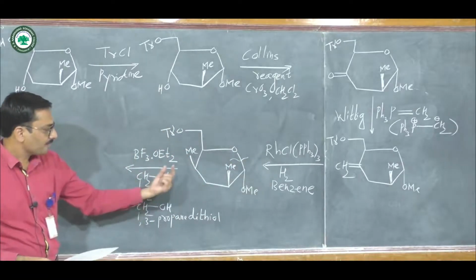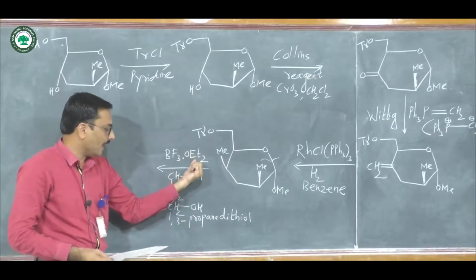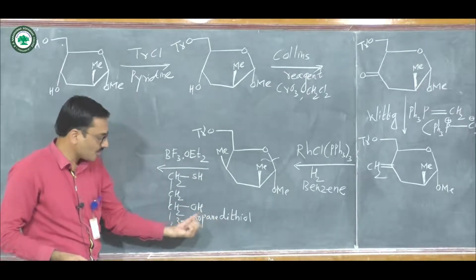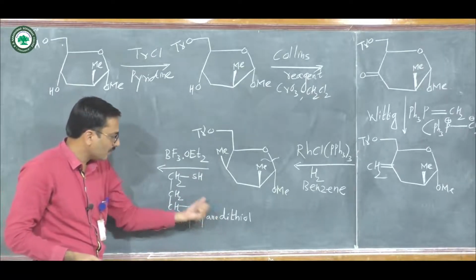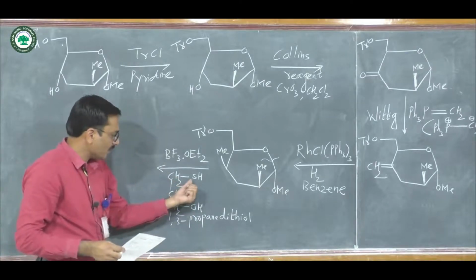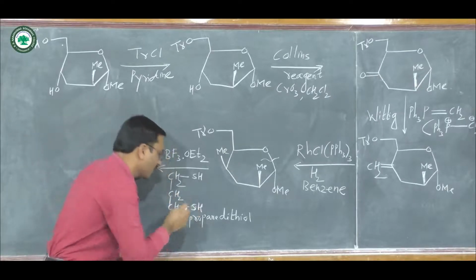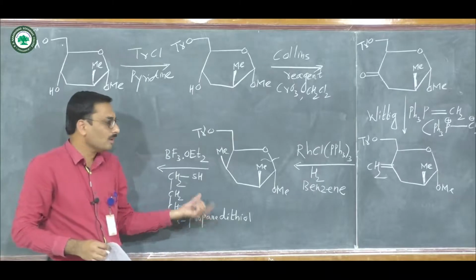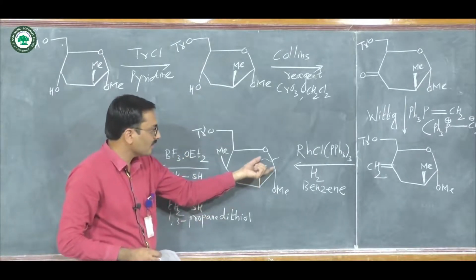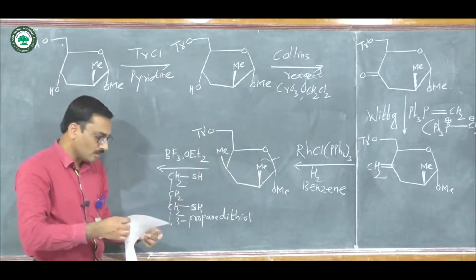In the next step, this compound is allowed to react with BF3 etherate and also with 1,3-propanedithiol. The structure of 1,3-propanedithiol is CH2SH, CH2, here we have SH. So this 1,3-propanedithiol and BF3 etherate react with this intermediate. There is cleavage of this bond and also that OTr group undergoes deprotection.